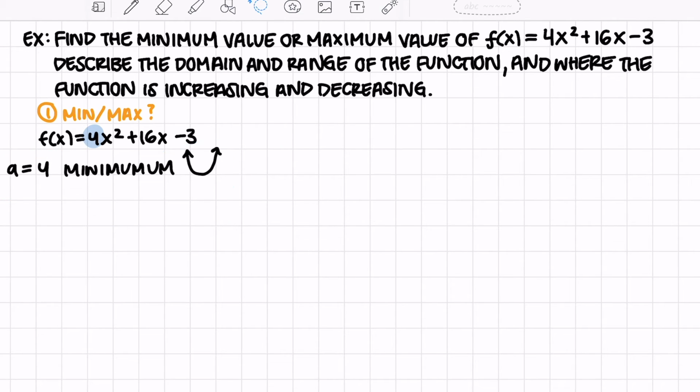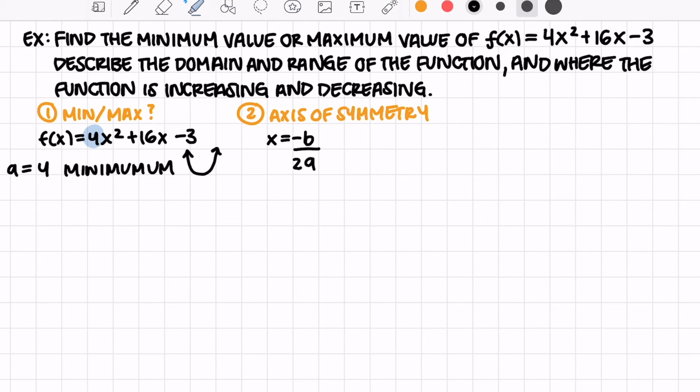Now that we have that done, the next step is to identify what our axis of symmetry is. So axis of symmetry is next. And we're going to do this so that we can draw our graph. So for our axis of symmetry, we have here x equaling -b over 2a. My b value is positive 16, so we get here -16 over 2 times 4 from the 4 over here, and that equals -2.